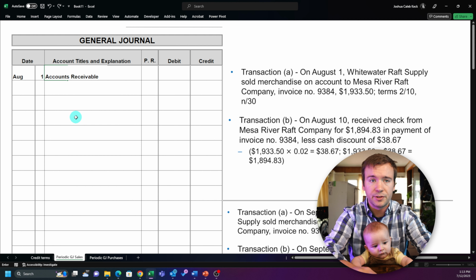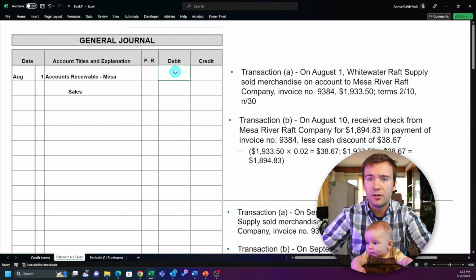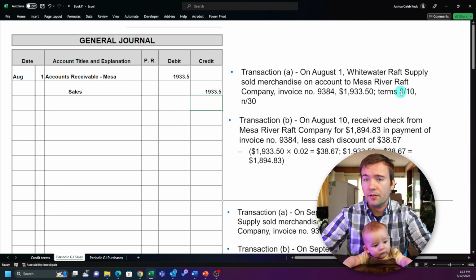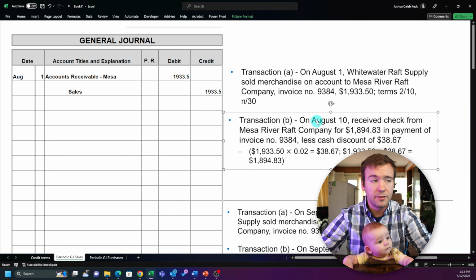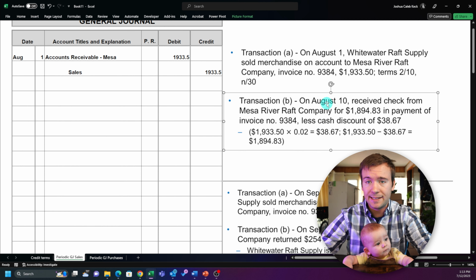So here on August 1st, we've got a sale, and it's on account. So we have an accounts receivable to Mesa, and we have a credit to our sales account for an amount of $1933.50. And you can see that we've offered credit terms to Mesa River Raft Company, our customer, of 2/10 net 30. So August 1st is the invoice date. If they pay by August 11th, then they will get a 2% discount off of the $1933.50. And here they do just that. On August 10th, they make a payment.